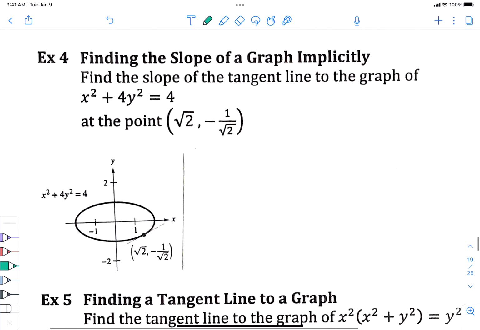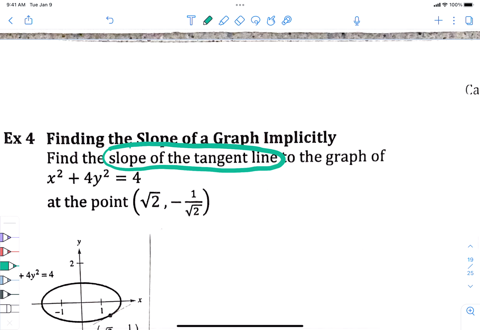Okay, now let's go to example 4, where it says find the slope of the tangent line to the graph of that function at this point. I'm going to circle this, what we're trying to find: find the slope of the tangent line. That's what we're solving for.